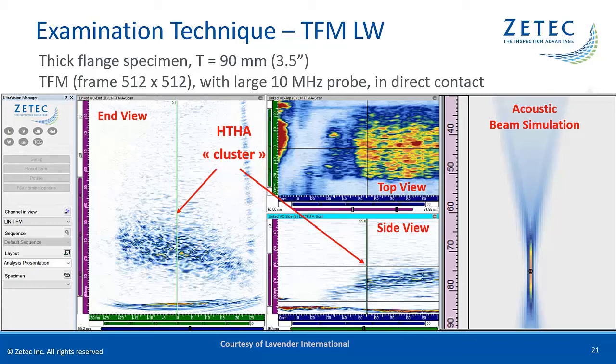At the right side of the recorded data, we can see the virtual acoustic beam that represents the strong focusing capability and excellent lateral resolution of the applied TFM algorithm. We can observe that the high-frequency probe, in combination with TFM, allows us to detect and visualize typical HTHA damage. Industry experts consider that the excellent focusing capability of TFM is an important asset for better characterization of HTHA damage.